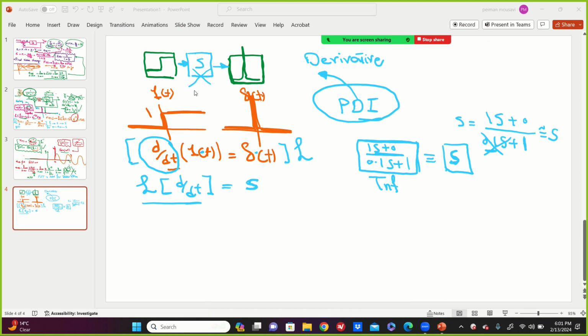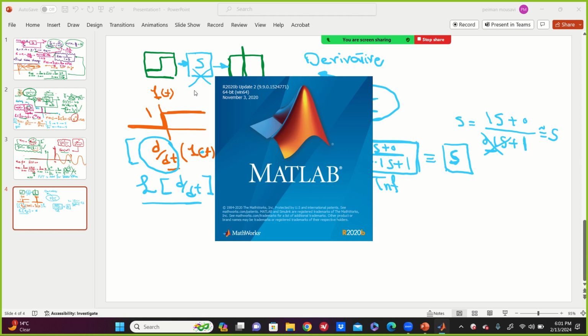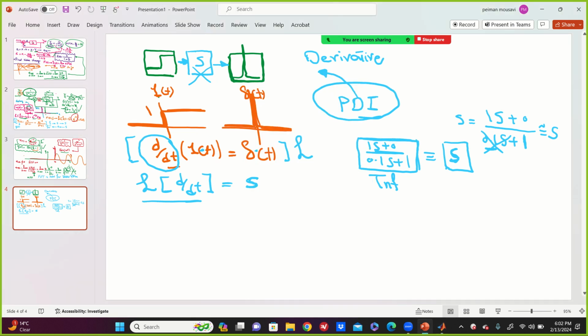MATLAB. Everything is clear, guys? Good. I know that. Because S is a very noisy signal. And when I teach you the PID controller, I'm going to tell you to never use the derivative or D controller alone, because it's going to generate noise on your system.